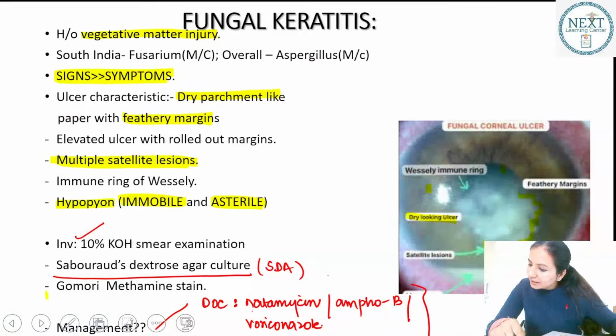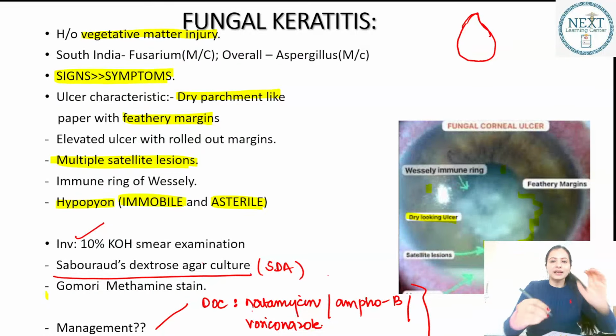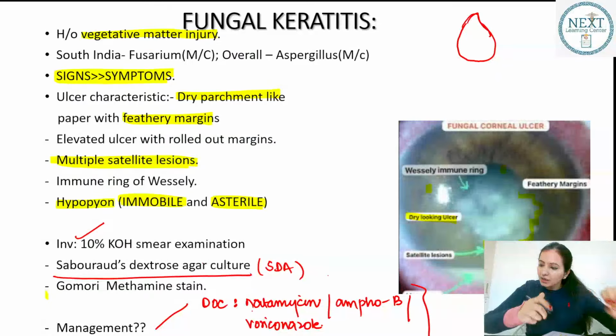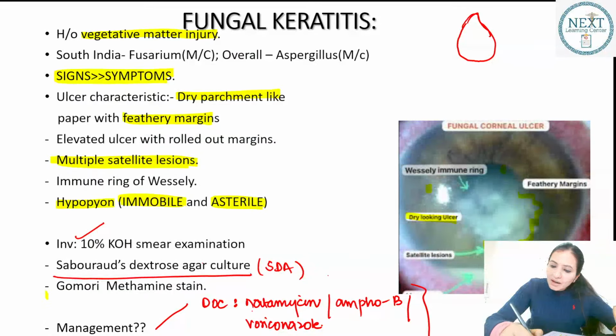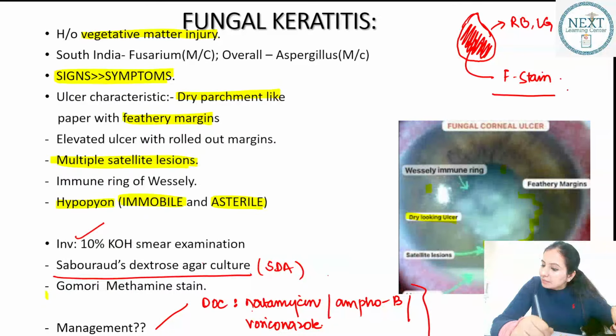Margins are seen in bacteria. No, all the ulcer margins are there, right? Wherever you are going, here in the center the epithelial defect has occurred, so in the periphery margins have to be there, okay? Margins are stained by rose bengal dye and lissamine green dye, and the base of the ulcer where you have the epithelial defect will be stained by a fluorescent stain. Am I clear, Medico Pro?